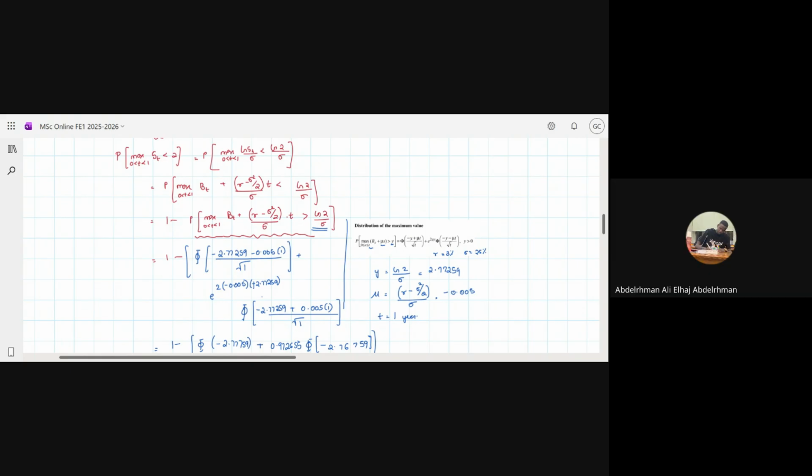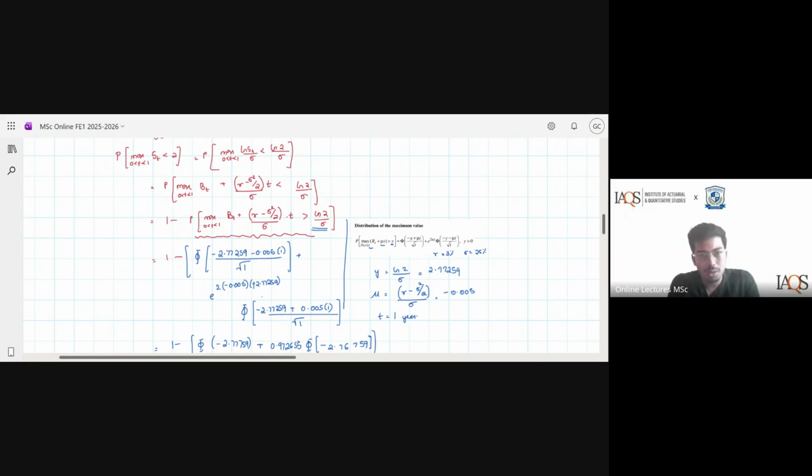Just one question, sir. Does this question always come in this form or can it change? It may not necessarily come in this form, but you will have something like the maximum value is less than some value or the maximum value is greater than some value. In that case, you need to apply this equation. Okay.